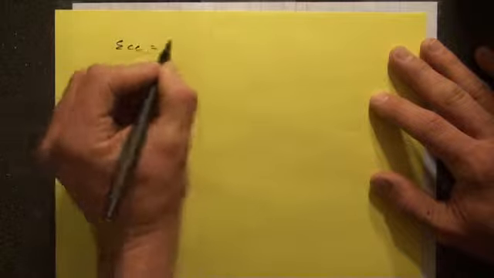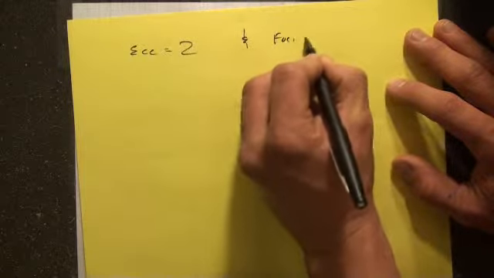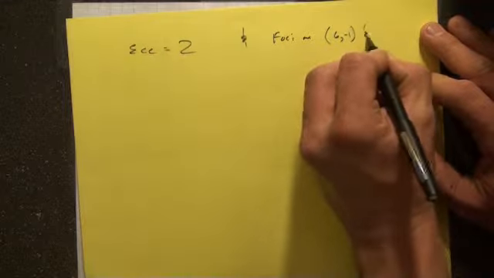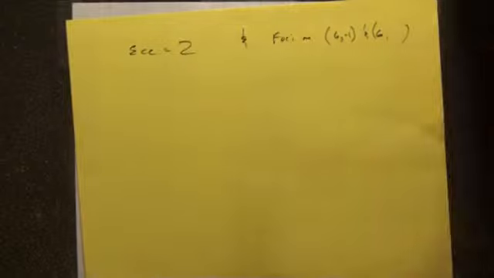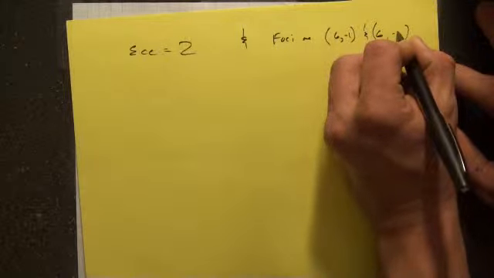Let's do one real quick. Let's just make one up. Let's do one where they tell us the foci. Let's say the eccentricity is 2, and the foci are at (6, -1) and (6, -5).